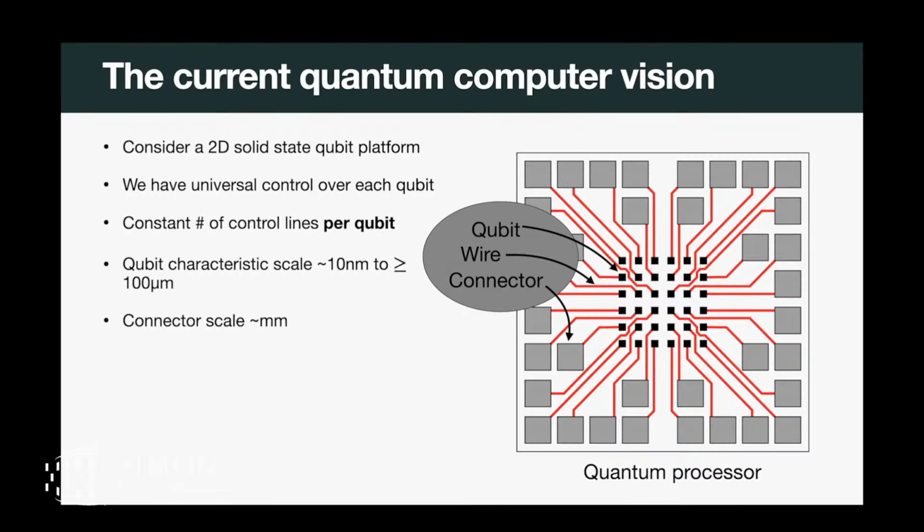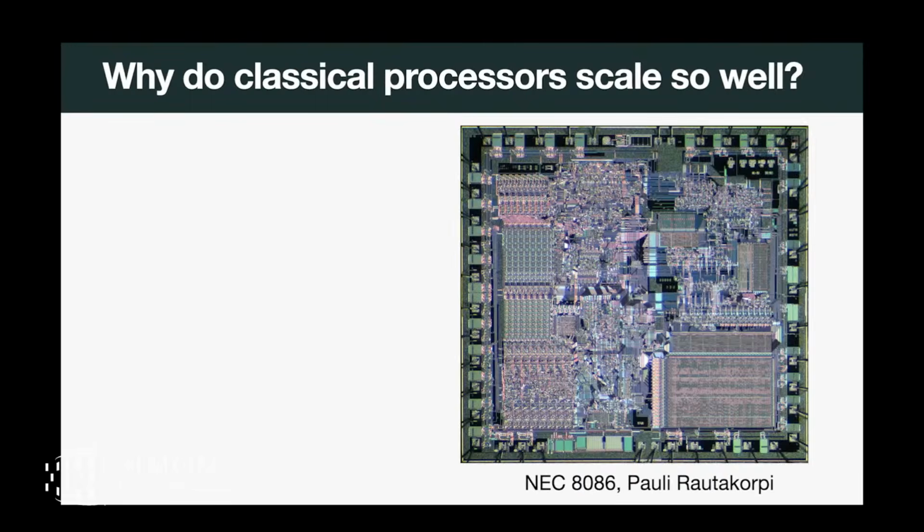But your connector itself, at least with a standard coax connector, is on the scale of millimeters. So in some sense these pads are going to be very, very big, whereas these qubits and the spacing of this lattice are going to be quite small. And so if I have one pad per qubit, that starts to become a problem.